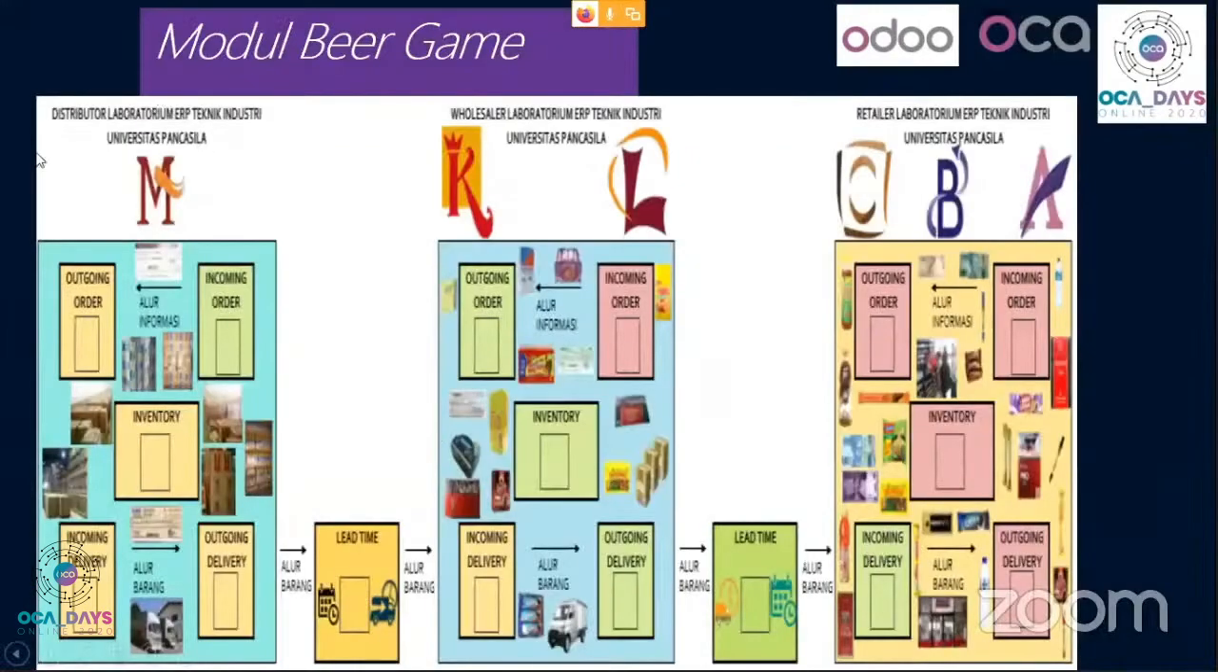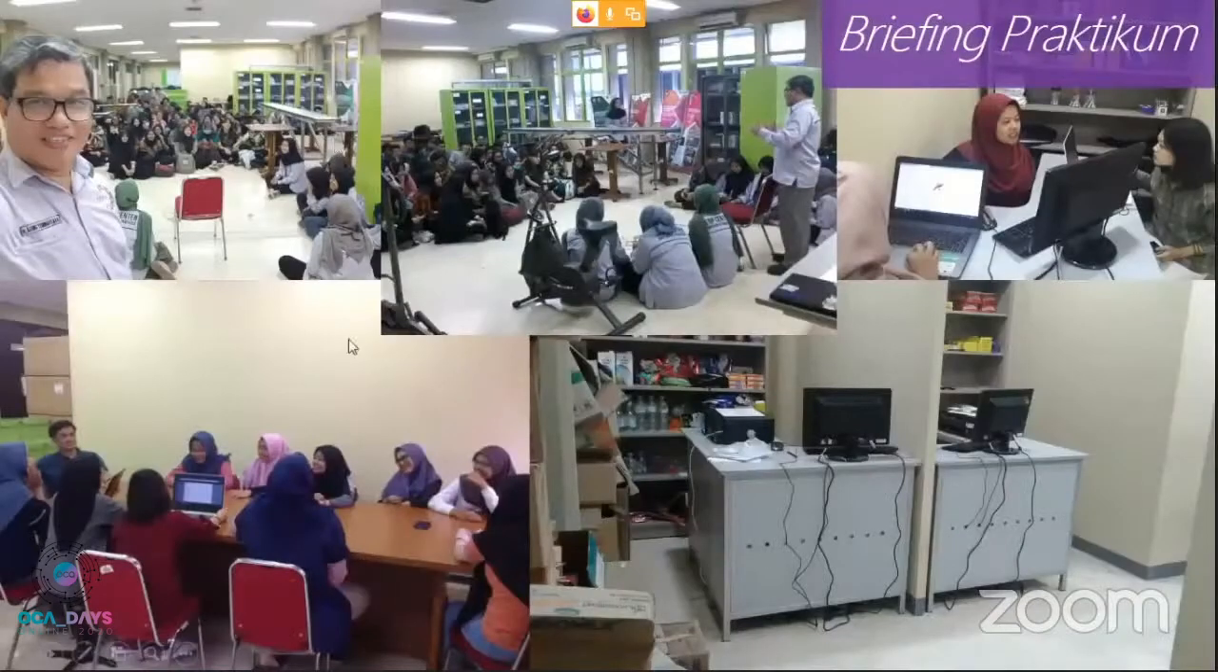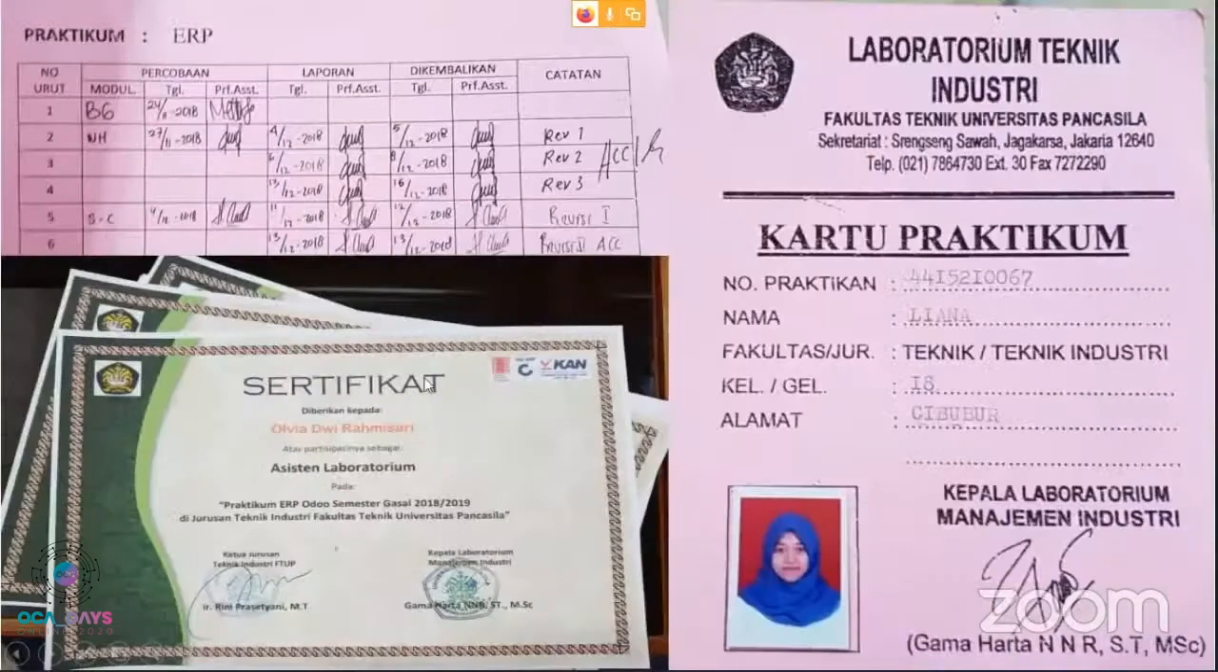This is for the distributions. This is the wholesaler. This is the retailer. There is the outgoing order, incoming order, inventory. This is the module for the peer games. This is with the discussions and practice with Odoo. This is about the certificates, all certificates, on lock.